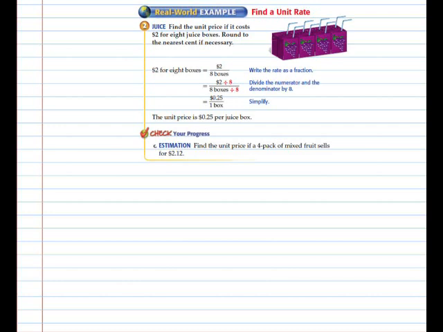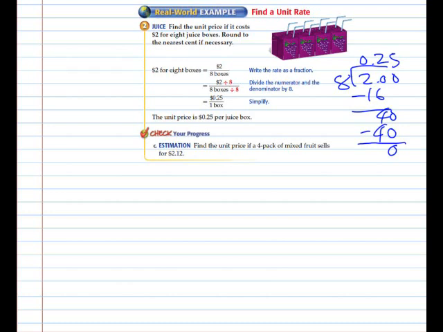Find the unit price if it costs $2 for 8 juice boxes. Round to the nearest cent if necessary. In this case, $2 divided by 8 boxes. Divide numerator and denominator by 8. In this case, you could do 2 divided by 8. Give us a decimal point here. Gives us 2, 16, 40, 5. So a unit rate or a price per box of 25 cents.